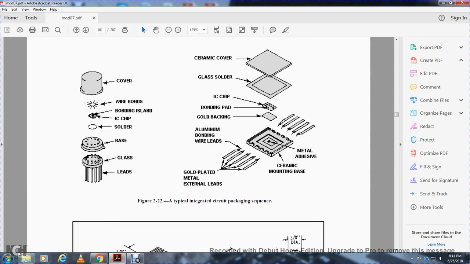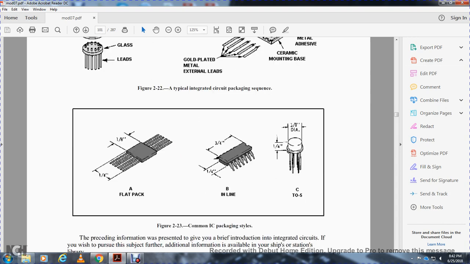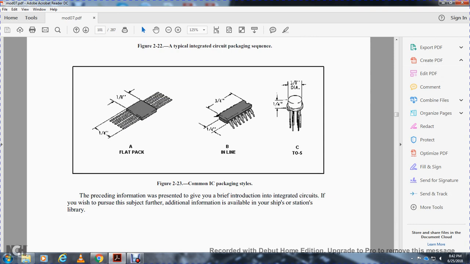Figure 222 shows the typical integrated circuit packaging: copper, wire-bond binding, isolated IC, unsoldered base glass leads, ceramic glass cover, IC chip bonding, gold backing, aluminum bonding wires, metal adhesive, ceramic mounting base, gold metal plated external leads. Common integrated packaging styles: A, flat; B, in-line; and C, TO-5.